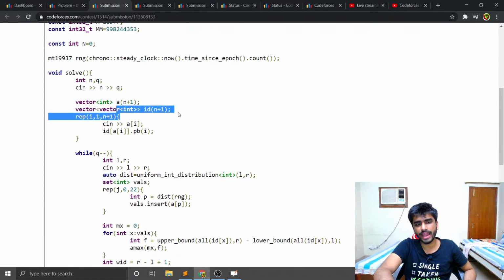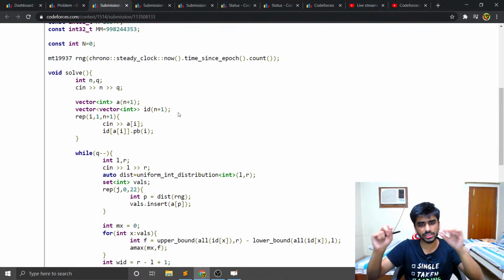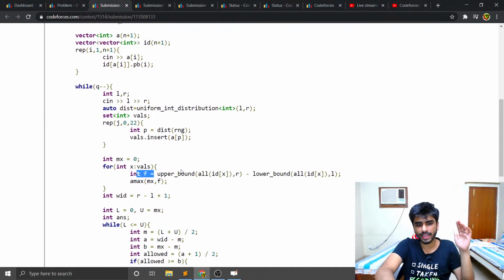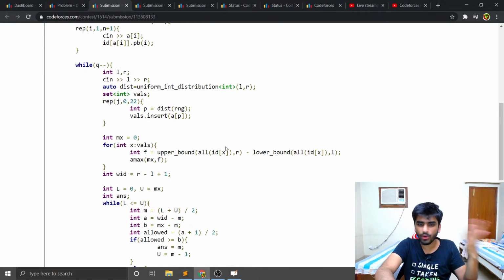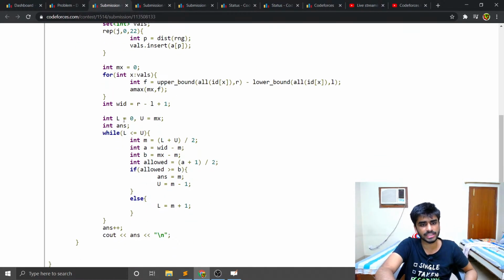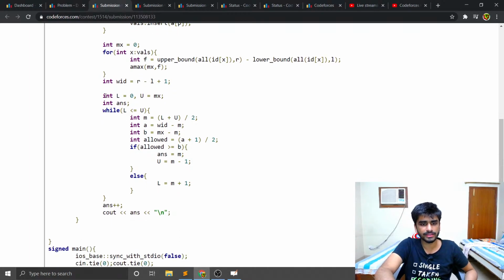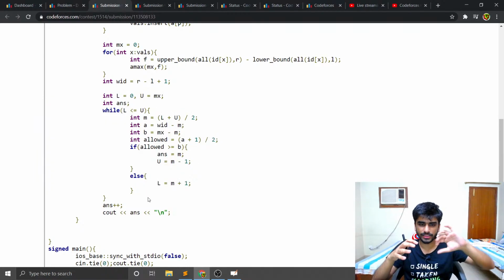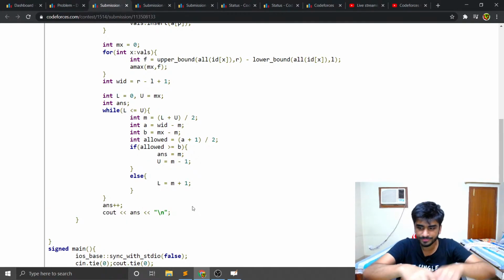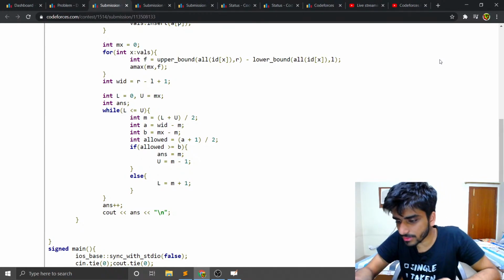So initially I had a vector which stores the indices of all the occurrences of a given element. So using that and this lower bound and upper bound, I can easily find the frequency of that element, and I'll just take the maximum frequency. And yeah, after that it is quite easy. I just binary search to find the number of extra arrays that I have to make, and basically when I add 1 to it, that is my answer. So yeah, that concludes my solution.